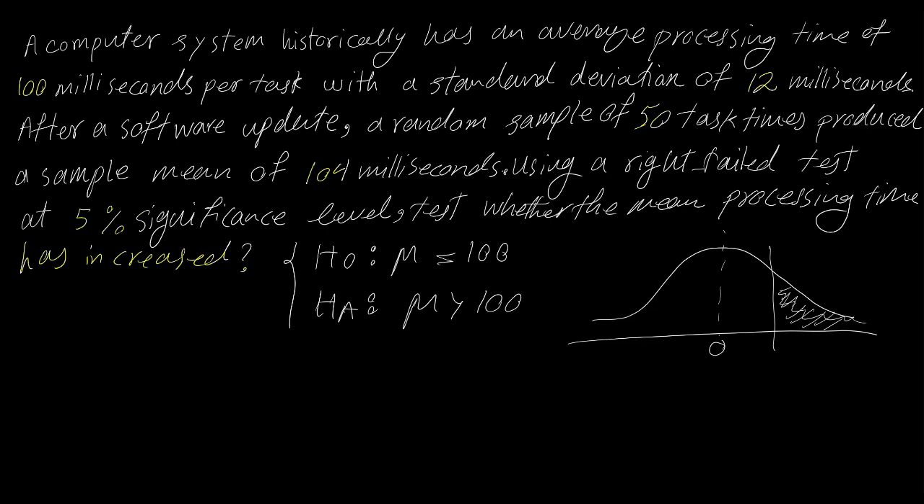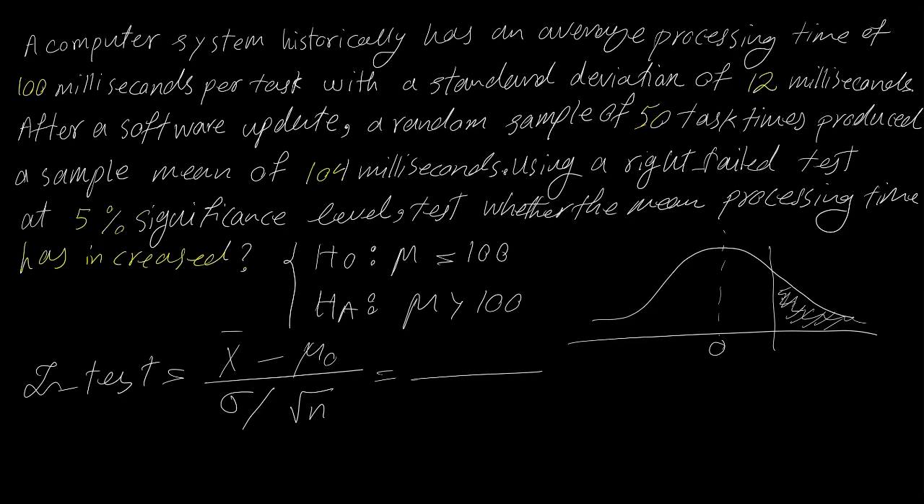We state H0 and HA. The second step is to compute the test statistic. Because here n is greater than 30, we have a normal distribution. When we have a normal distribution, we use the z-test. So we use the z-test, and the formula is x bar minus mu divided by s over square root of n. And here sigma is given, so sigma over square root of n.